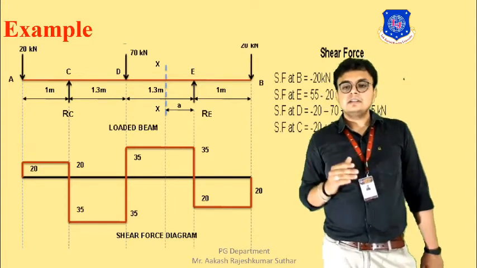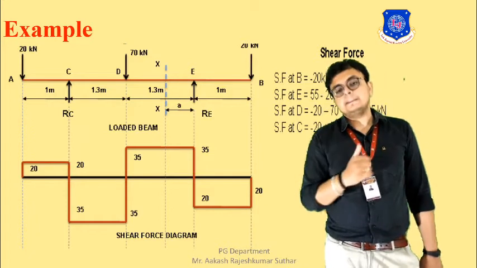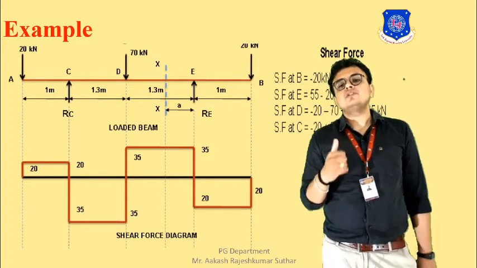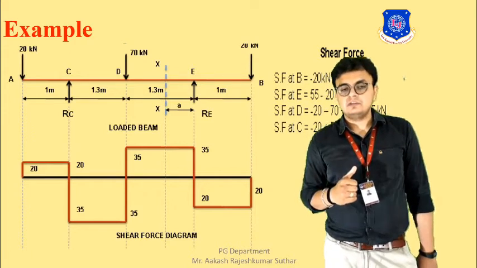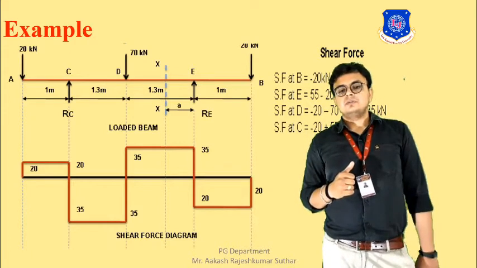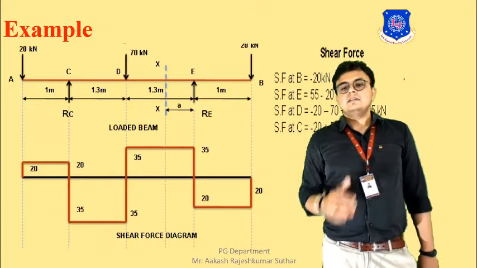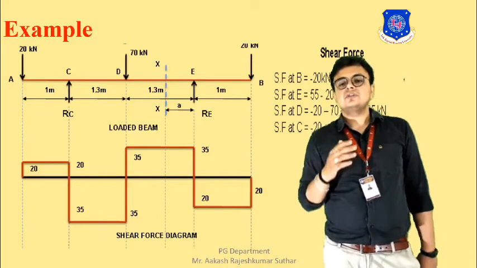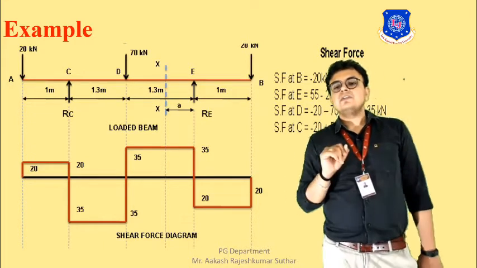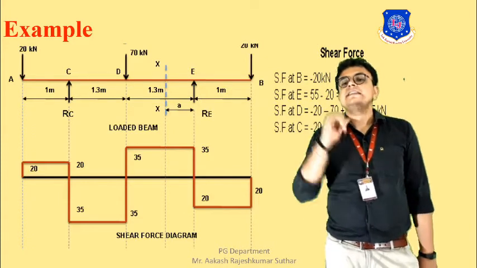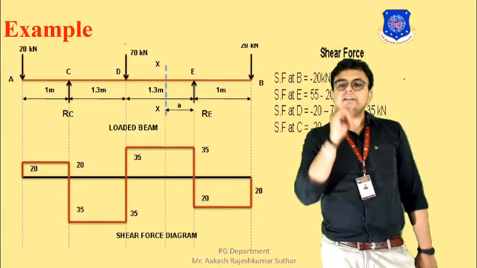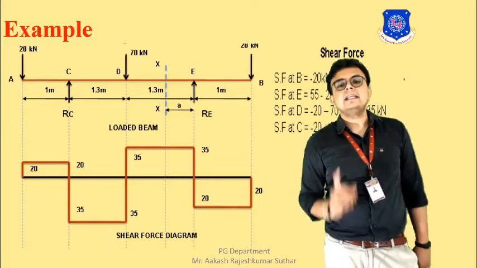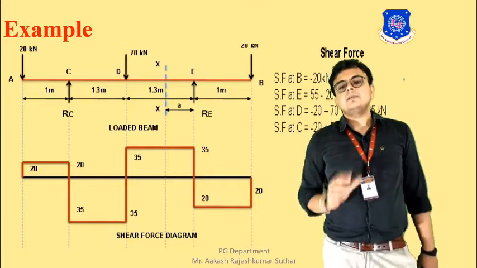Moving towards the shear force at E, that will be equal to 55 minus 35. Okay. So ultimately, we have the shear force at E will be equal to 55 minus 20. We have the 20, the loading, and the reaction, that is 55. So ultimately, the shear force will be 35 in upward direction.